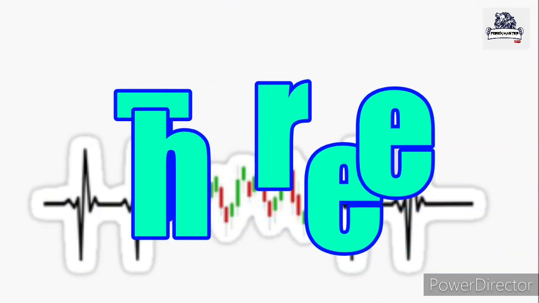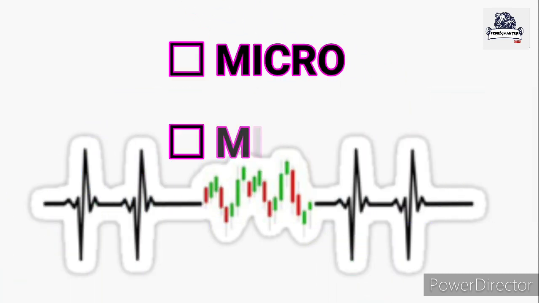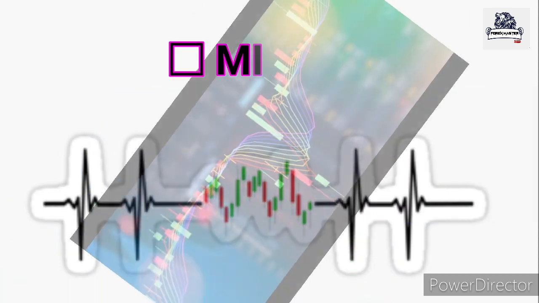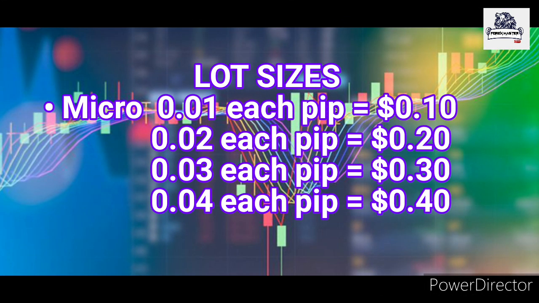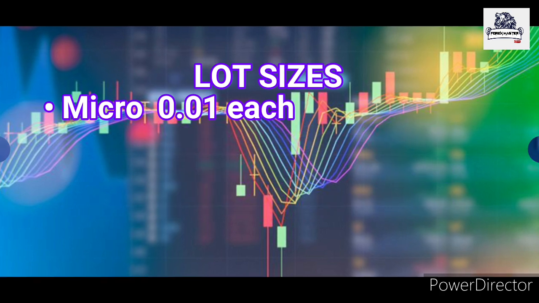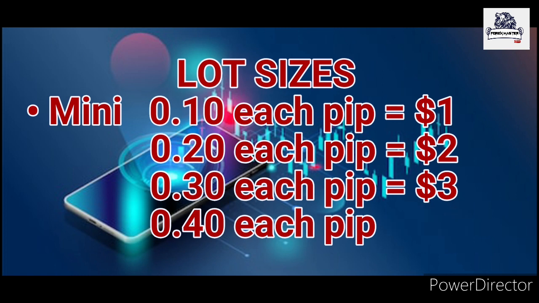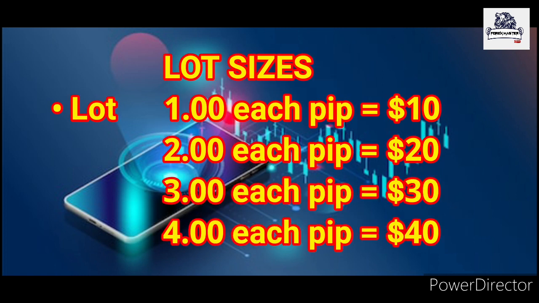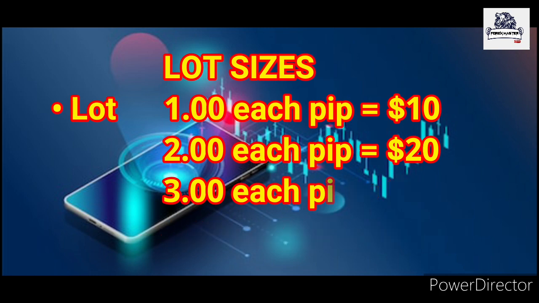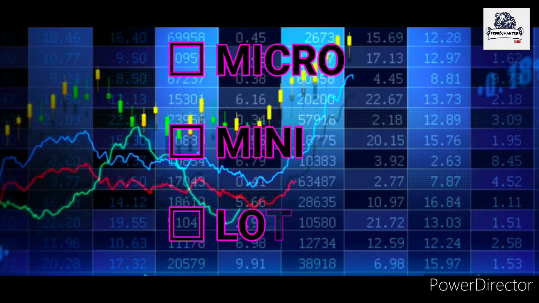Now guys, I'm going to tell you there are three categories of lot sizes. It's micro, mini and lot. In micro, as shown in the image, at 0.01 each pip equals $0.10 as it goes on. In mini, it's 0.10, each pip equals $1 and it goes on. And lot, it's 1.00, each pip is equal to $10 and it goes on. These are the three lot sizes and you can check it out.